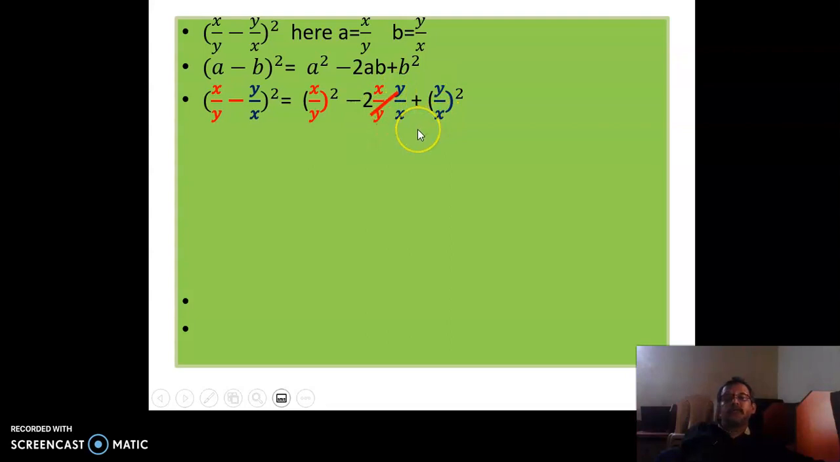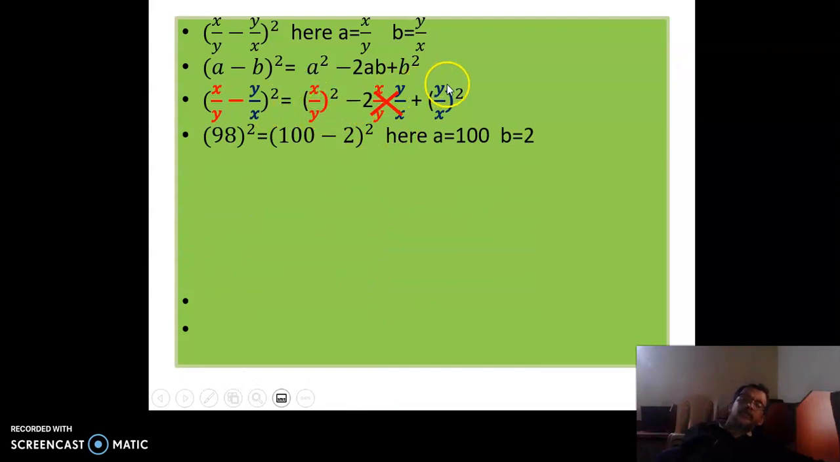So this is equal to x cancel, y cancel. So we will get the answer x squared by y squared minus 2 plus y squared by x squared. You have to write x squared by y squared minus 2 plus y squared by x squared. Okay. So now take another problem.